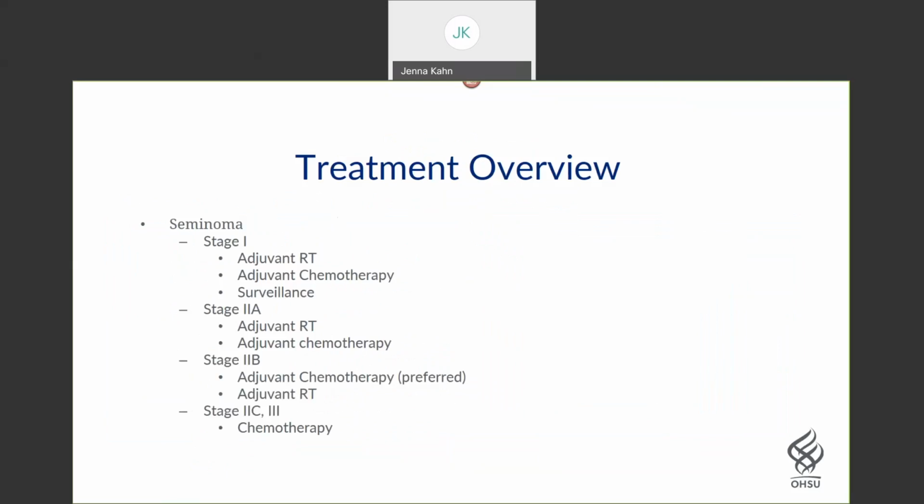So just a general treatment overview. I'm not going to go too much into each treatment, but in stage 1, the primary treatment is surveillance, but you can offer adjuvant radiation or adjuvant chemotherapy. Stage 2A, adjuvant radiation or adjuvant chemotherapy. Stage 2B, adjuvant chemotherapy is preferred for those with lymph nodes greater than 3 centimeters, but could also consider adjuvant radiation. And then stage 2C and 3, chemotherapy.